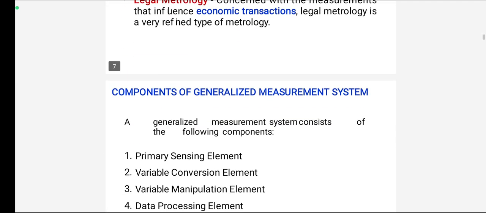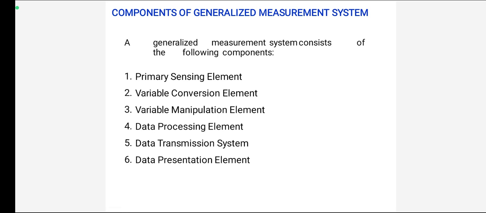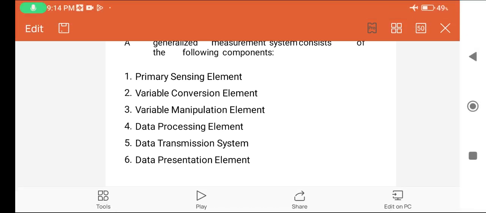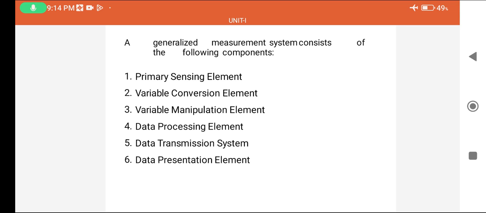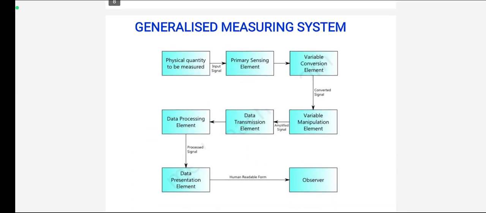So next we go for the generalized components of measurement system. We have the following components. The first one is primary sensing element, second is variable conversion element, third is variable manipulation element, fourth is data processing element, fifth is data transmission system, and sixth is data presentation element. So next we go for the flow chart of the generalized measuring system.